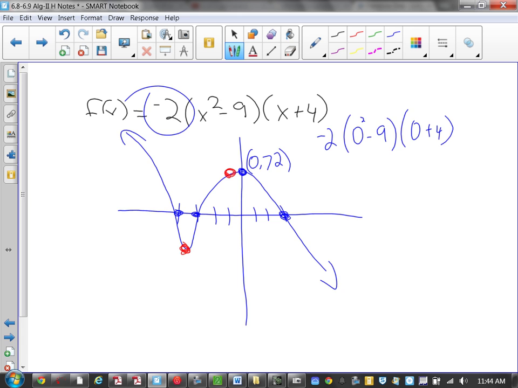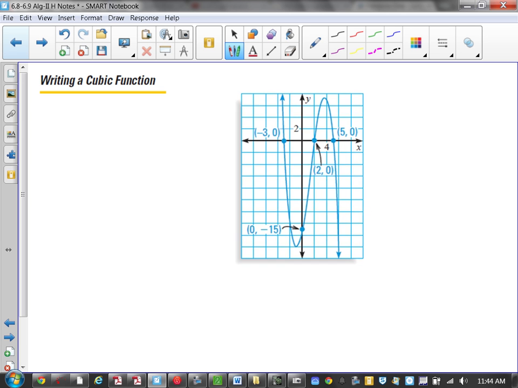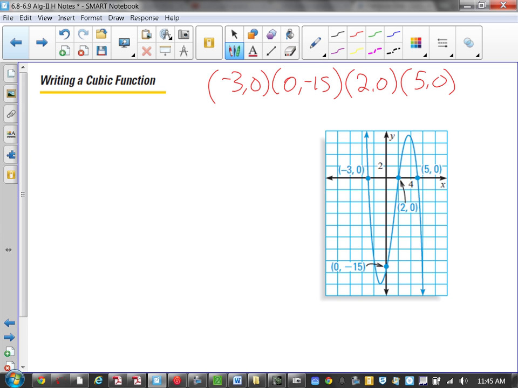So let's do this a little bit differently then. Let's write the function given the zeros, or given ordered pairs. Let's go the other direction. Let's take a set of ordered pairs, some of which are zeros, and we're going to write out the function.